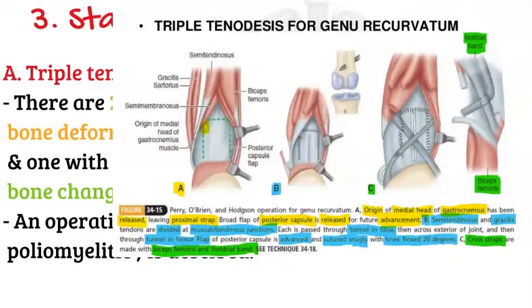B. The semitendinosus and gracilis tendons are divided at the musculotendinous junction. Each is passed through a tunnel in the tibia, then across the exterior of the joint, and then through a tunnel in the femur. The flap of the posterior capsule is advanced and sutured snugly with the knee flexed around 20 degrees. C shows the cross straps are made with biceps femoris and iliotibial band.